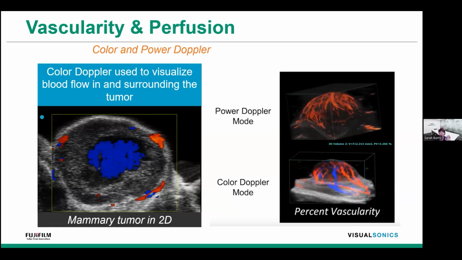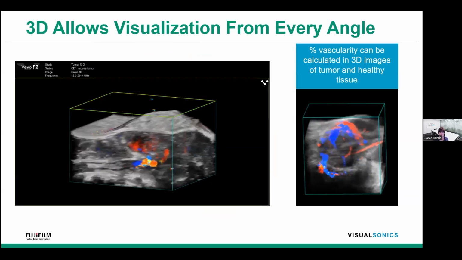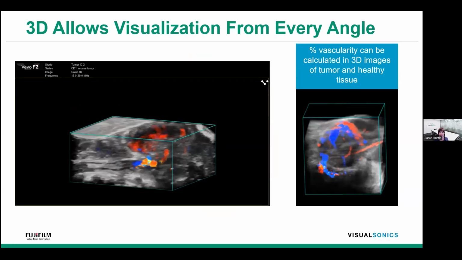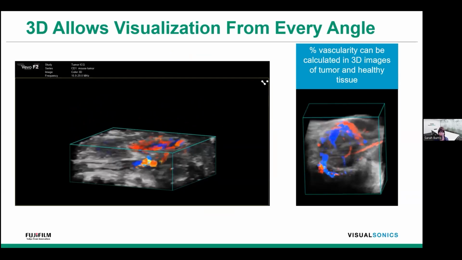Now, in 2D, these are kind of purely qualitative measurements, but when you pair this with either pulse wave Doppler to get things like velocity of feeder vessels into the tumor, or acquire these color Doppler or power Doppler in 3D, they become quantitative. In the sense that you now can get things like percent vascularity of the entire tumor.